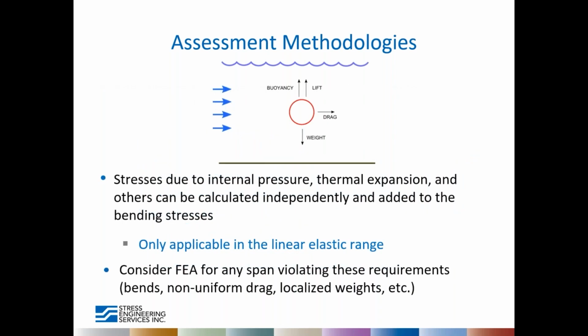Okay, so once we know the bending stresses, how do we account for other stresses? And here's my figure again showing that the bending stresses are due to the loads in the figure. But if we have internal pressure or possibly stresses from thermal expansion or anything else that we need to calculate, we can do those independently and then add them to the bending stresses. As long as we're in the linear elastic range, and the beam bending equations are really only applicable to the elastic range anyway. So if we're in that range, then everything can just be added together.